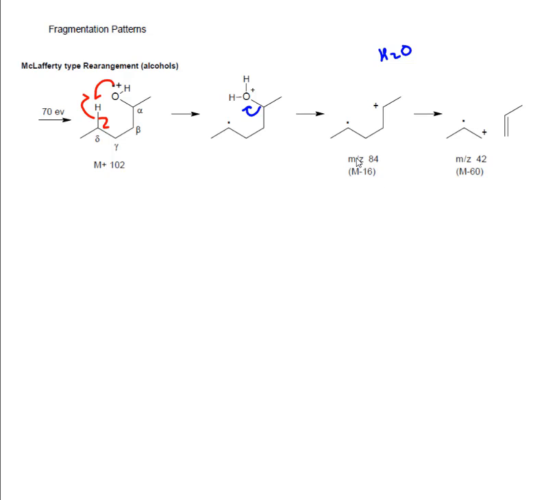It's 84. But this will break up even further. The way it works is this goes and becomes a double bond, and now this becomes positive right there, and this becomes a double bond like that. So this is your fragment that you'll see. You get this little piece here. This is a very specific type of breakage. It's not a very common break, but it happens. And as you can see, you'll have an m/z of 42.